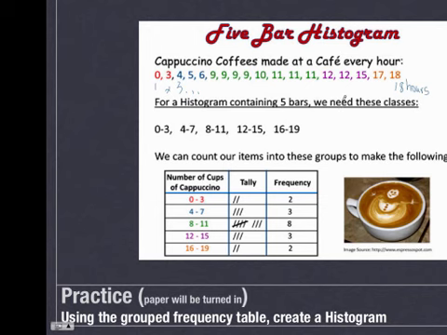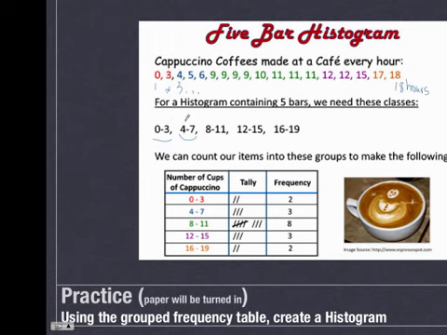Now, in a histogram, the data is related, and so we want to set up some sort of interval rather than indicating each one on its own. So what this example has done is taken any of the data that's from 0 to 3 and clumped it together. Any of the data that is 4 to 7. And again, remember that these numbers here represent the number of coffees that were sold. So this first histogram bar is going to represent 0, 1, 2, and 3 coffees sold.